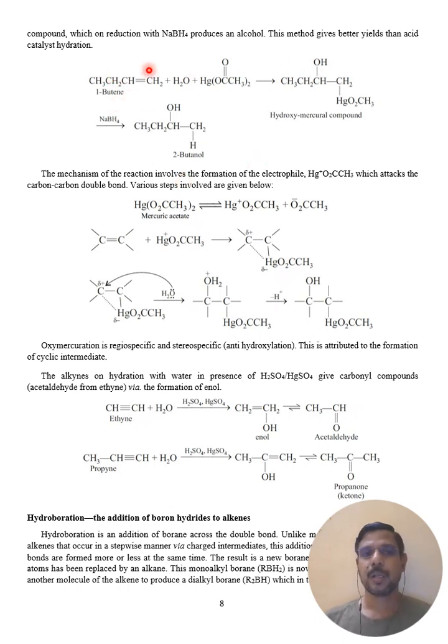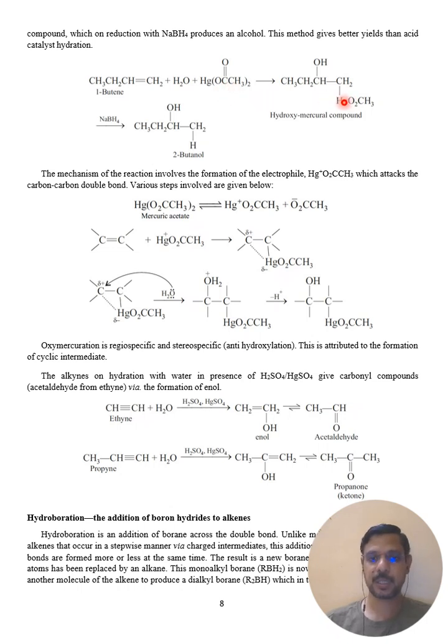Okay, and addition of water can also be possible using mercuration, demercuration. Okay, oxymercuration we would say, that is called mercuration and then demercuration. For that we use the reagent called mercuric acetate. Okay, so we take a double bond and add water in the presence of mercuric acetate.